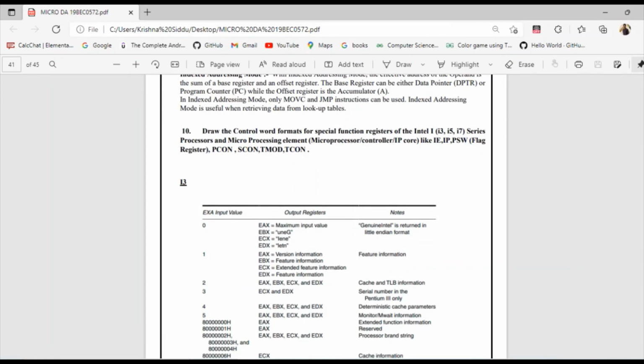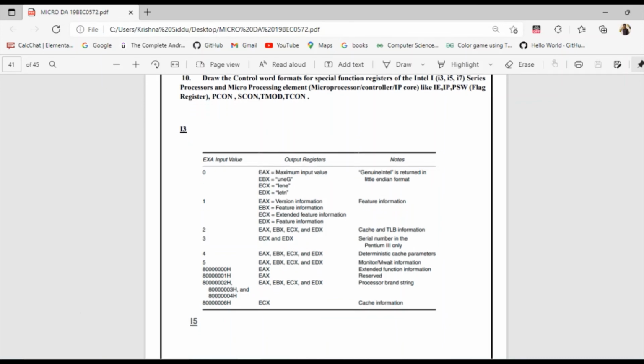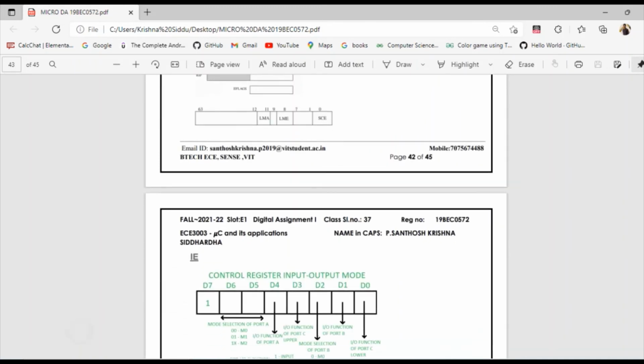Next, coming to our last question: draw the control word format for special function registers for the Intel i3, i5, i7 series processors and the microprocessing element. These are the IE, IP, PSW flag register, PCON, SCON, TMOD and TCON. First of all, we are going to discuss one by one, I3, I5, I7. First, coming to the I3, here are the input value and output registers and the notes, with some important points related to the output registers. Next, coming to the I5. This is the I5 and this is for I7.